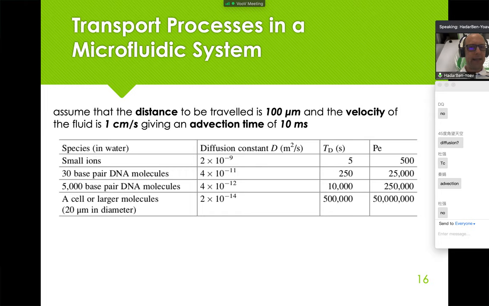And we get that for small ions, we have a diffusion constant which is much faster because they are much smaller. The time of the diffusion is going to take 5 seconds. Therefore, the ratio between the time for the advection or the convection and the time for the diffusion becomes 500, meaning the diffusion cannot be neglected.